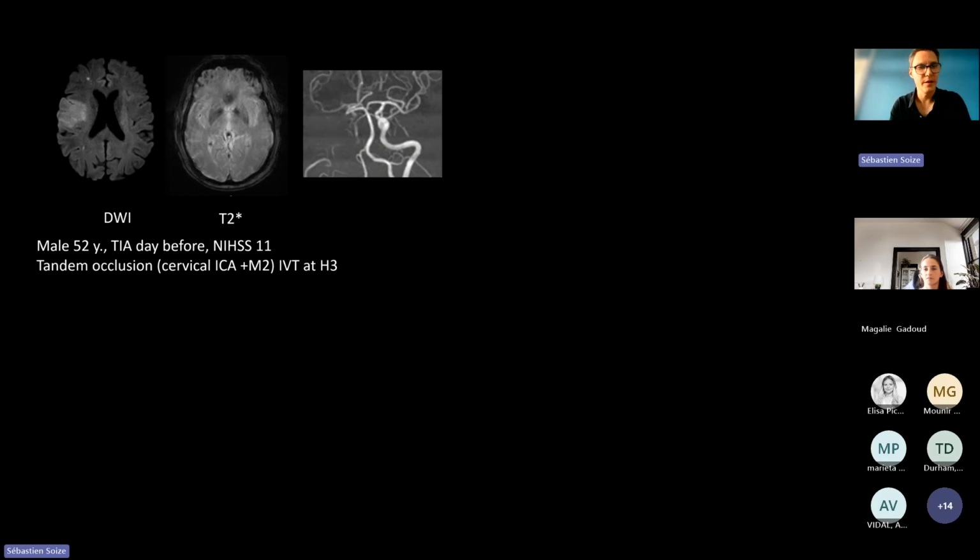Another case, a younger patient, male. Thrombectomy had been done the day before, and he had a transient ischemic attack the day before, and now his NIH is 11 with a tandem occlusion. The MRI is done 3 hours after symptom onset. We don't see carotid and MCA on the right. The patient was super long to come because he was at 200 kilometers. So we've done a new evaluation.